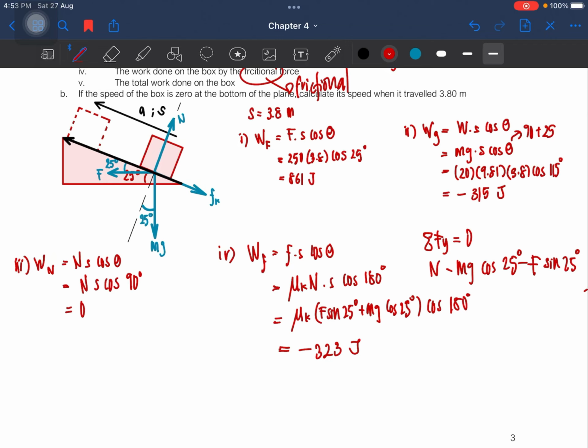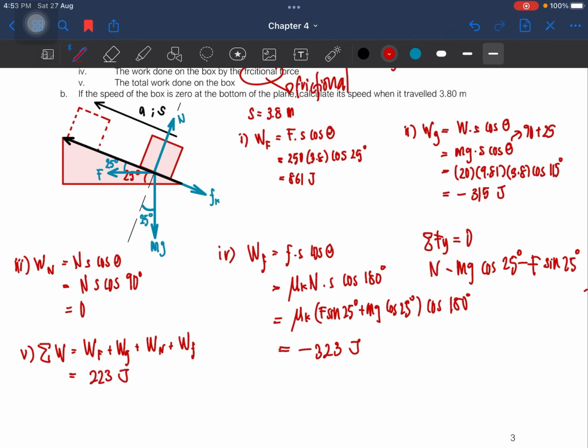Then what else? You have to calculate the total work done. The summation of work done is just the addition of the work done by all the forces: g, N, F. So the summation of work done is equal to 223 joule.